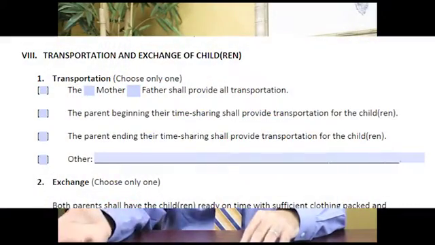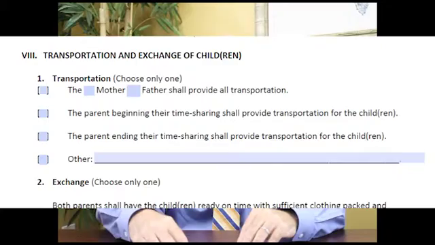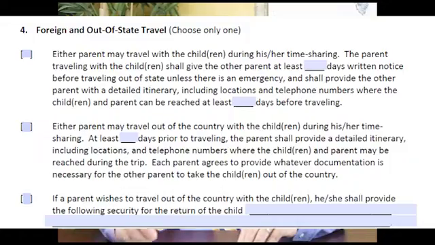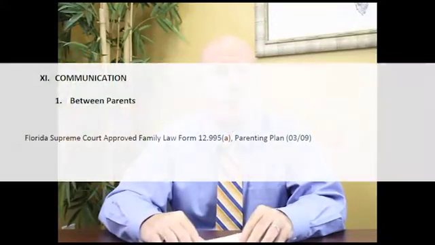The less important areas are dealing with transportation and exchanges. Who's going to be in charge of transferring the children? Where are you going to do the exchange? If there's costs involved, say long distance parenting plan, we'd also have a separate parenting plan called a long distance relocation parenting plan. There's also a separate section regarding communication.